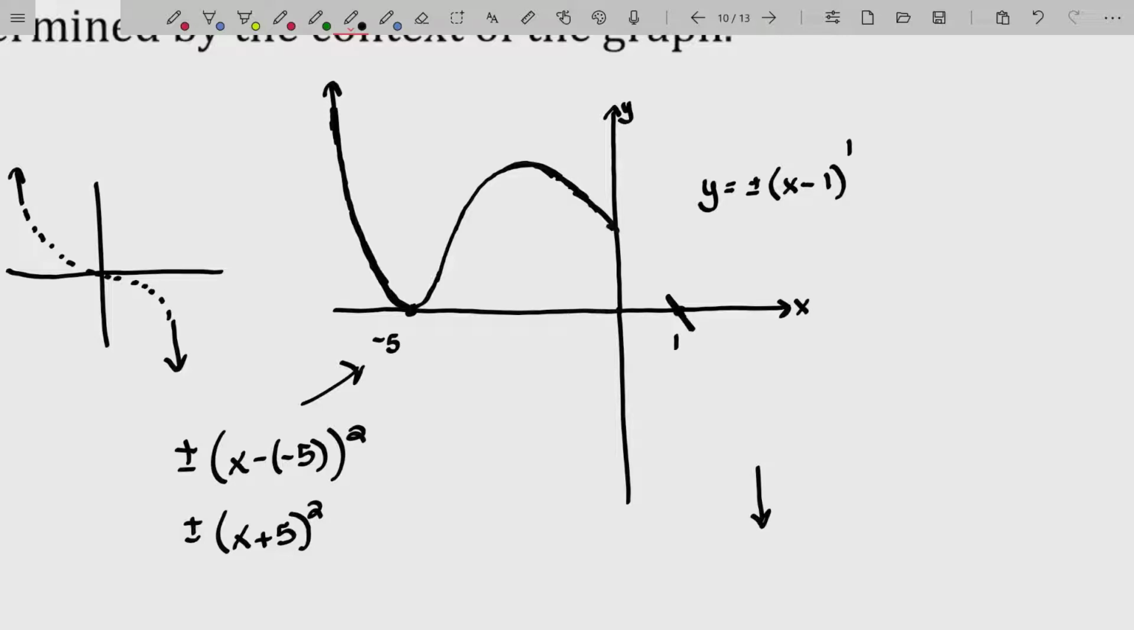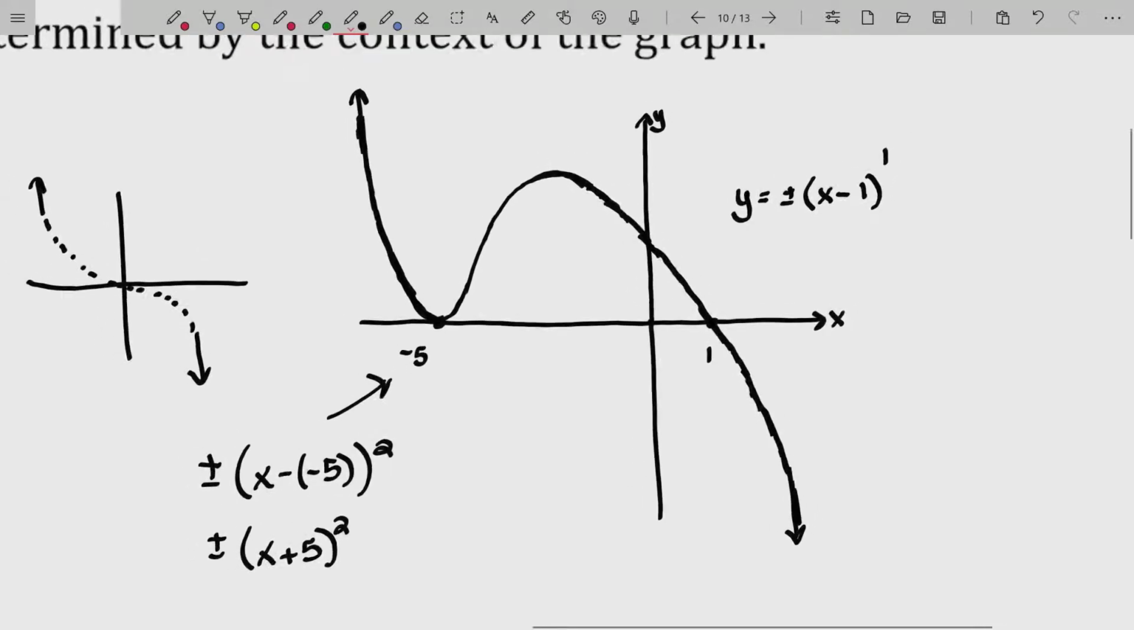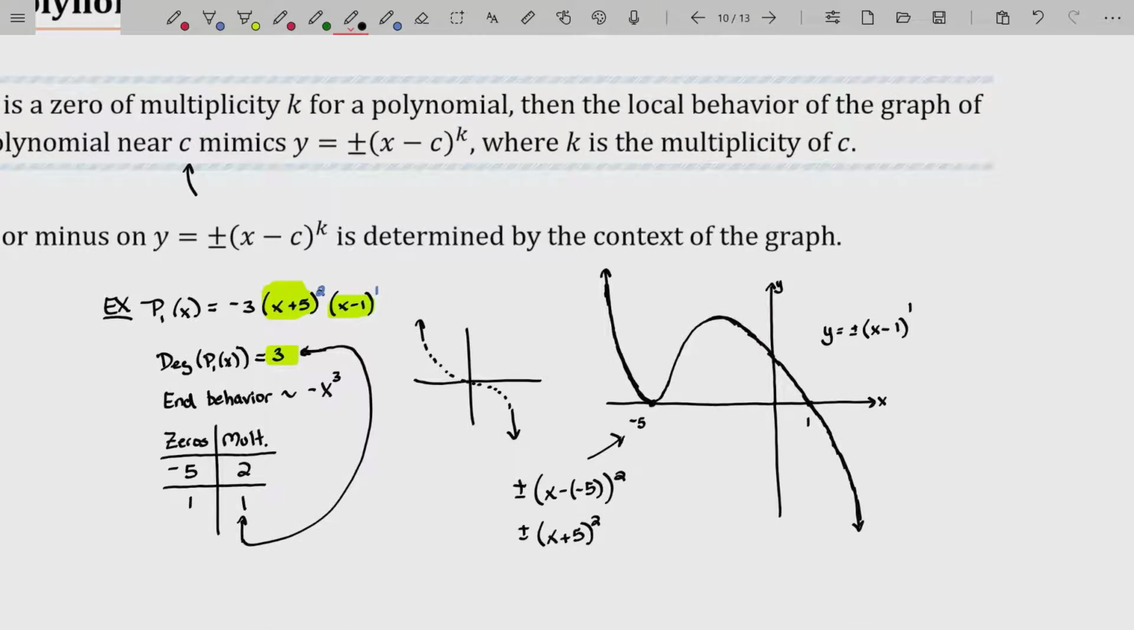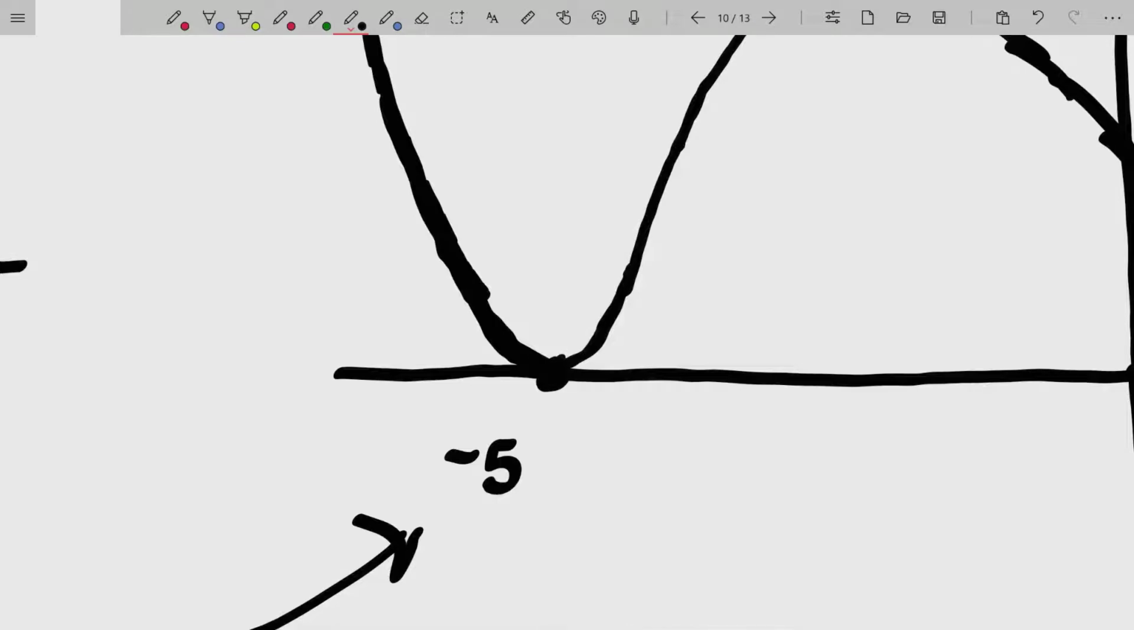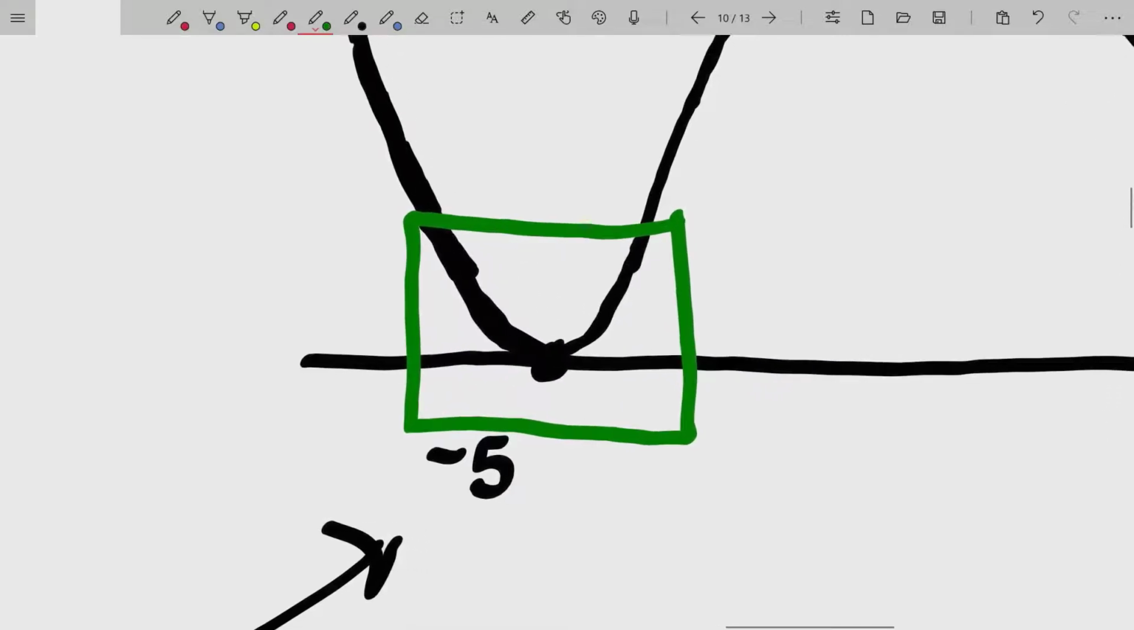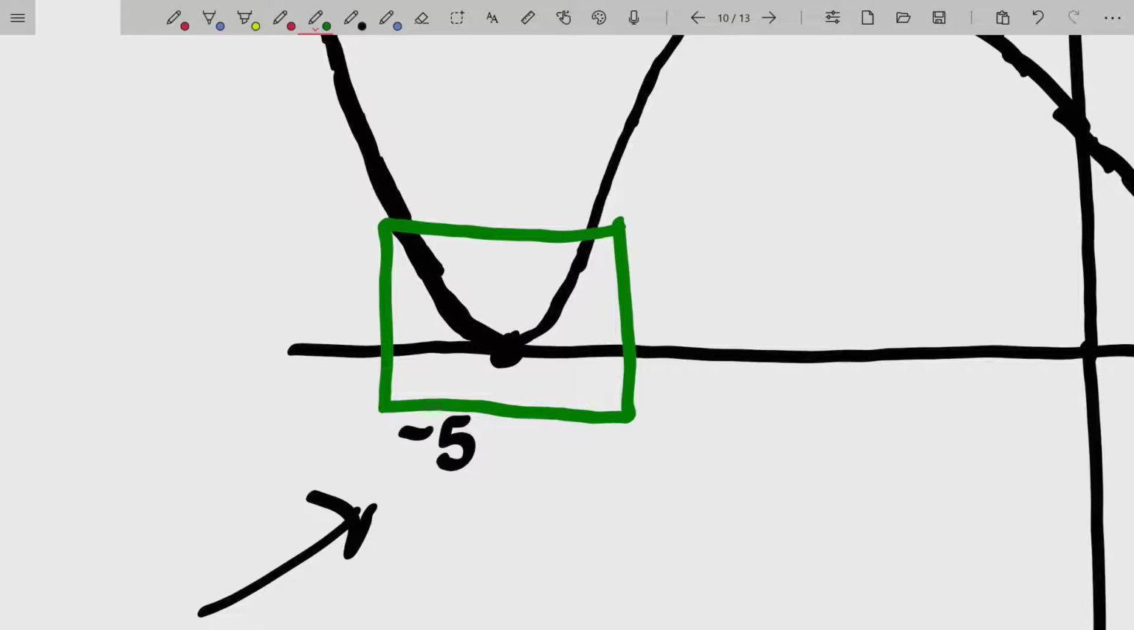So it's just going to lazily go through here, and then it's going to go through this like a line, because that's what that exponent means. It's linear through there. And then it'll eventually match up with the end behavior and go down. And that is the actual graph of -3 times the quantity x plus 5 squared times the quantity x minus 1 to the first. Again, notice that at -5, it really does look, if you just look at it locally, like if I were to zoom into this window here, which I can't zoom in any further, unfortunately, but if I could, it does look like a parabola right there.